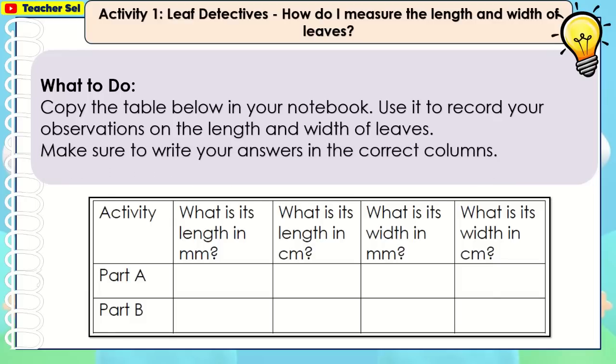In the first column, we have the activity, the part A and part B. Second column, what is its length in millimeter? Third column, what is its length in centimeter? Fourth column, what is its width in millimeter? And fifth column, what is its width in centimeter?